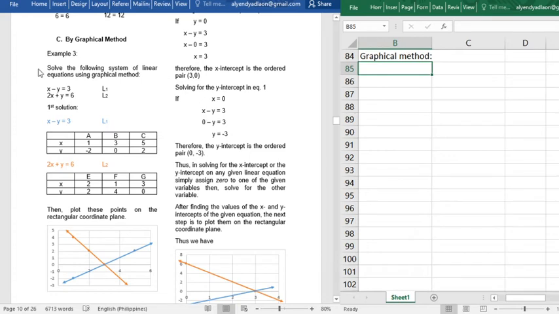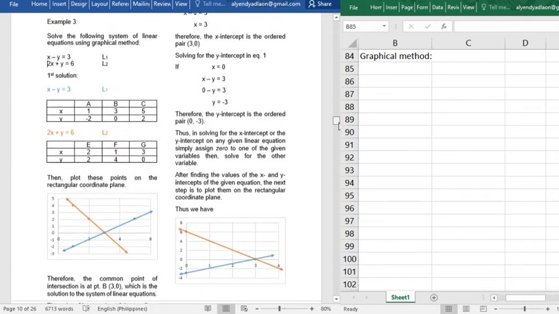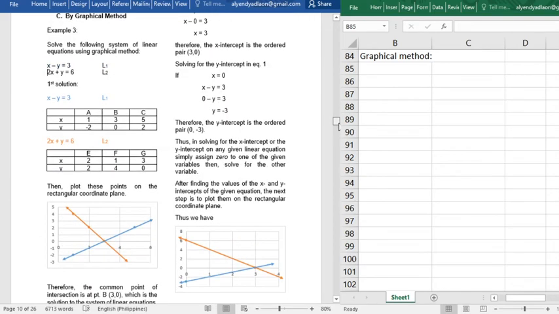Solve the following system of linear equations using graphical method. Okay, so in the graphical method class, it is just the same with what we did from our previous video, in which we are gonna assign values to x and then find y, or assign values to y and then find x. Now class, since we are going to find the common solution here, we will see later in our graph how we are gonna find the common solution.